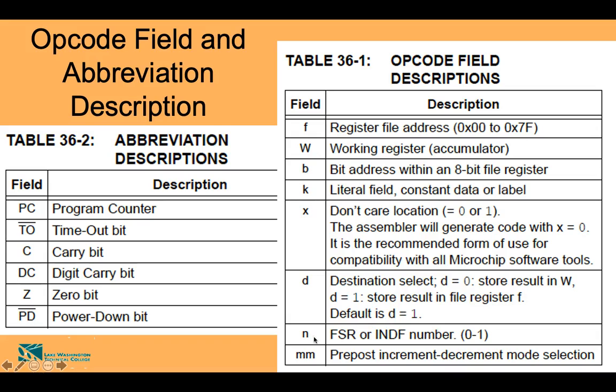And then N is for FSR. FSR is the file select register. As I told you, it is a 16-bit address that allows an addressing space of around 65536 locations. And then we have the pre-post increment decrement mode selection. Most of the time we will be using all of the other fields, and in rare cases you would be using this field. Now moving on to the instruction sets.